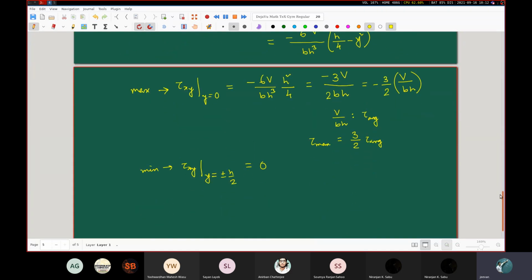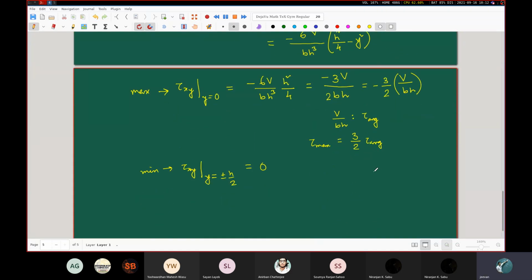look at it this way, that at the top edge, if we say that the tau xy value is equal to 0, so this value is equal to 0, it also means that this value, the tau yx value on the top surface, is equal to 0, because these are two complementary values. They have to be equal to 0.